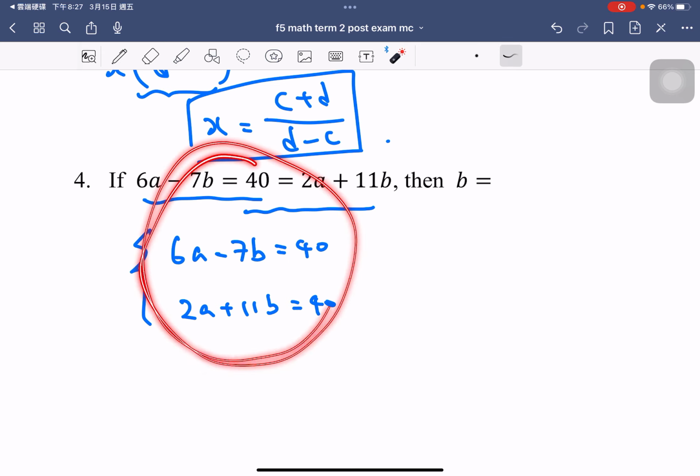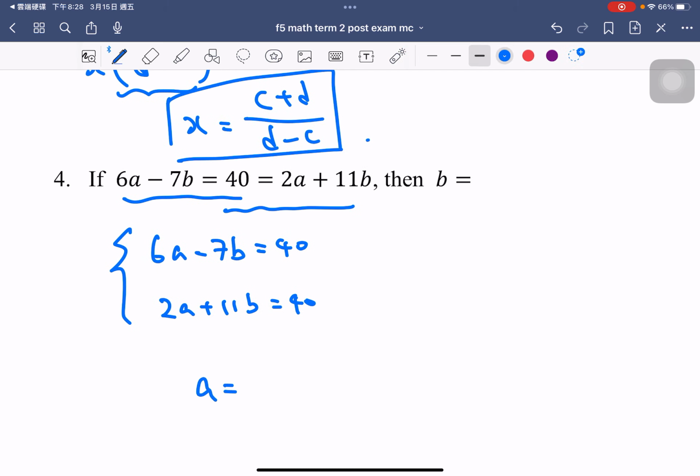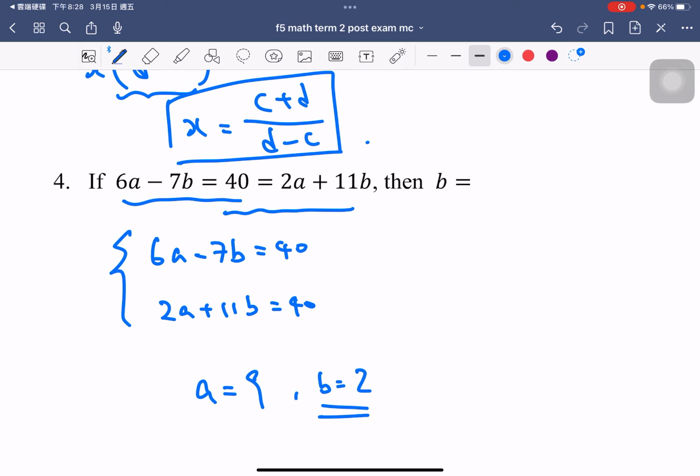This is actually simultaneous equations. So why not just use program 1 to solve this? For program 1, you need to enter 6, negative 7, and 40. And then for the second row, we have 2, 11, and 40. So press in 2, 11, together with 40. So the calculator is going to give you the A. The first answer here is going to be equal to 9. And then the B is going to give you 2. So the B is just equal to 2.